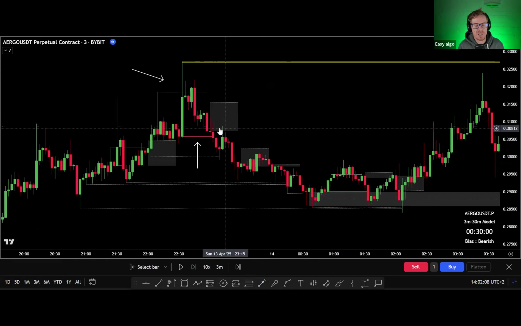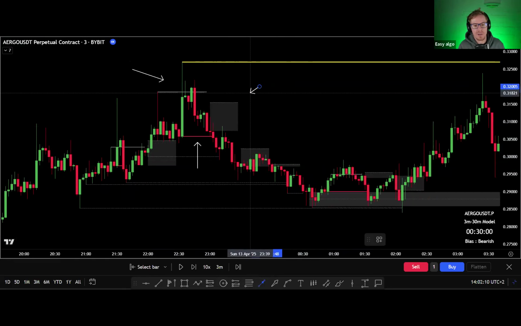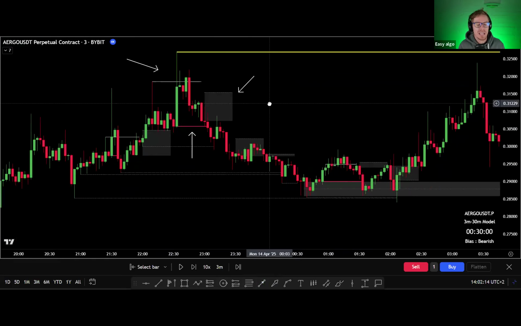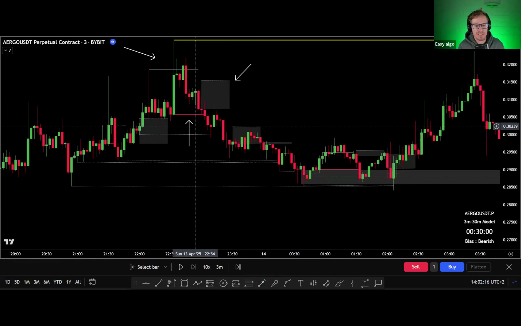Price breaks it, retraces. Also notice our equilibrium box. Price is retracing into that box. It did not go higher. And then we target the lower liquidity lines, which would be over here. See, these would all be targets.